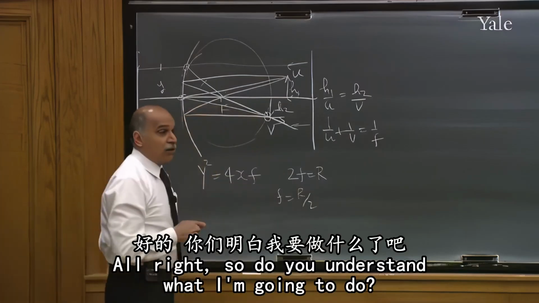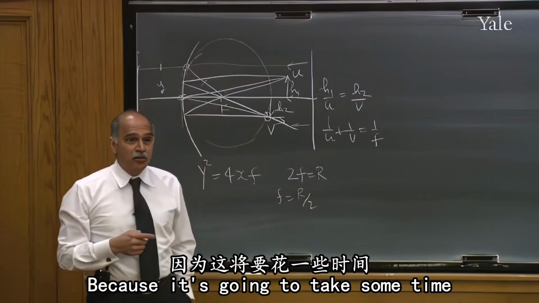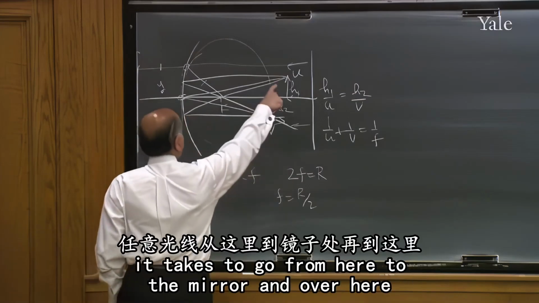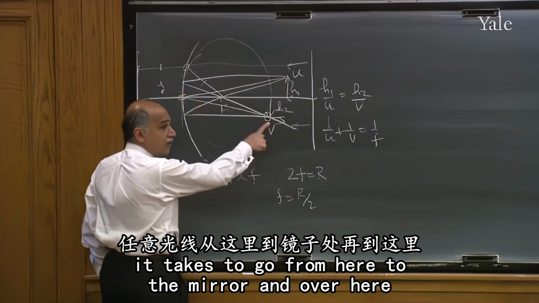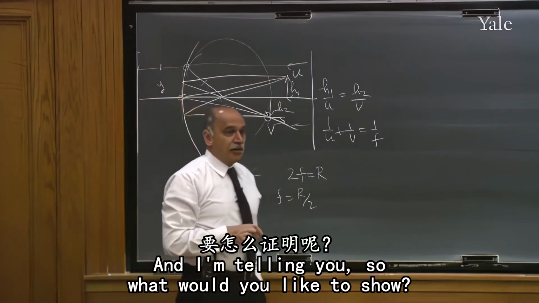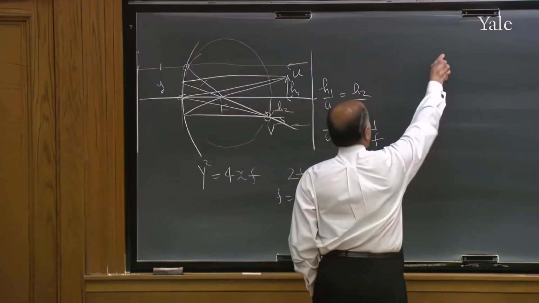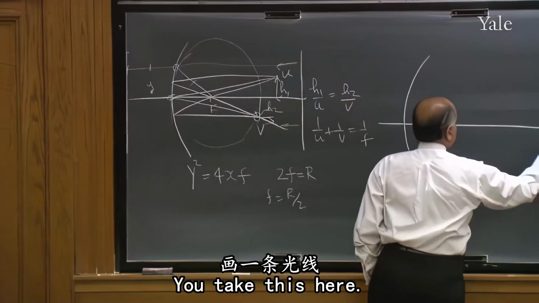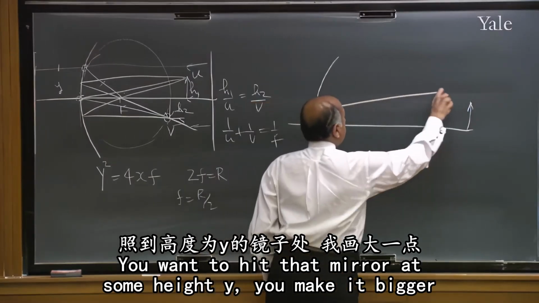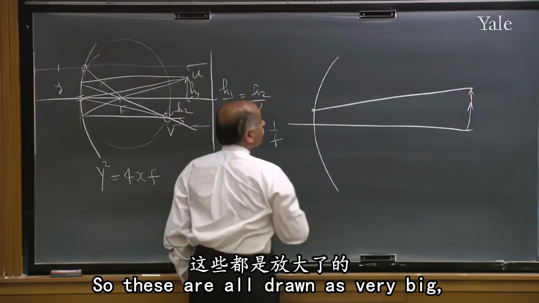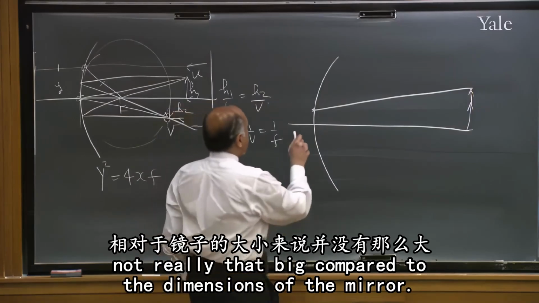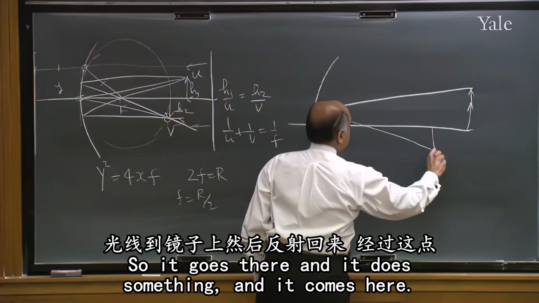All right, so do you understand what I'm going to do? Because it's going to take some time, and it's not worth doing it unless you know why we're doing it. We're trying to verify that the time it takes to go from here to the mirror and over here is the same for every conceivable ray for any height y. So what would you like to show? You take this, you want to hit that mirror at some height y. Let me make it bigger. So these are all drawn as very big so that you can follow them. But the understanding is they are not really that big compared to the dimensions of the mirror. So it goes there, and it does something, and it comes here.